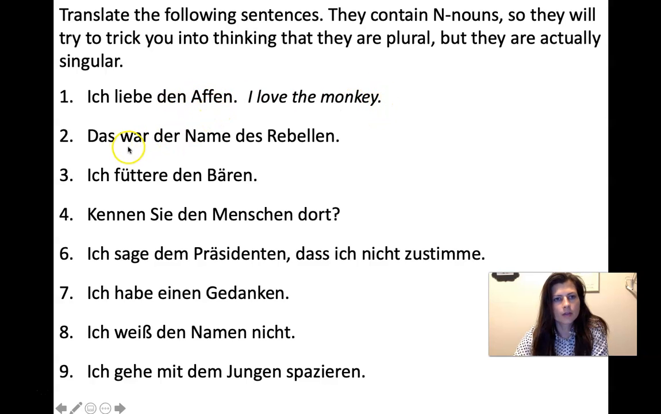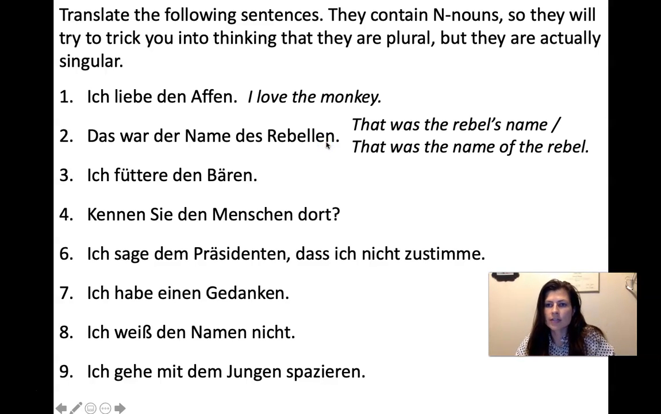Den Affen. Das war der Name des Rebellen. So this is in the nominative because it's a predicate noun. That was the name. Then what we have here is des Rebellen, and you see this really tipped you off to the fact that it is the genitive, and it's got to be either masculine or neuter. It doesn't really matter, but it's singular masculine, and then that en is on there because it's an n noun. So you say that was the name of the rebel. Des means of the, and then of the rebel, or that was the rebel's name. Das war der Name des Rebellen.